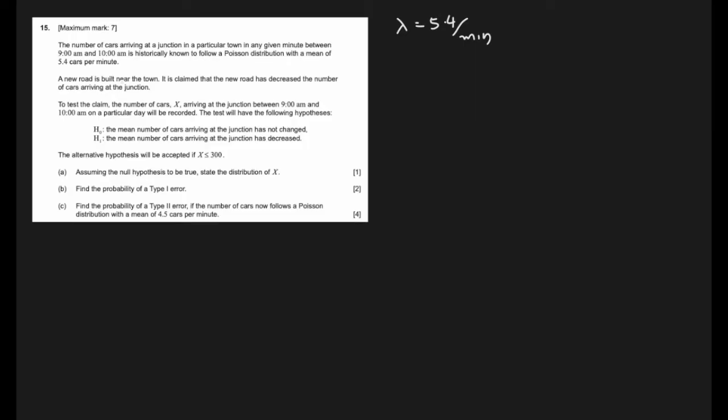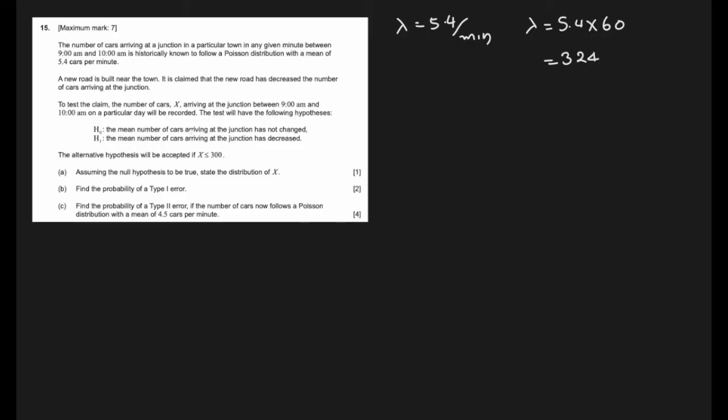A new road is to be built near the town. It is claimed that the new road has decreased the number of cars arriving at the junction. Okay. To test the claim, the number of cars X arriving at the junction between 9 a.m. and 10 a.m. on a particular day will be recorded. Okay, that means mean has to change. It will become 5.4 times 60. That will be 324.